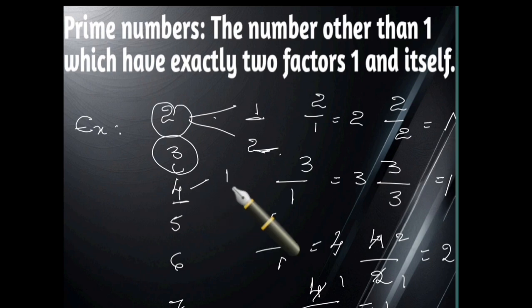The number 4 has the factors 1, 2 and 4, not just 2 factors. A number having exactly 2 factors, 1 and itself, is called a prime number. The numbers which are divisible by only 1 and itself are prime numbers. If a number has more than 2 factors, we call it a composite number, not a prime number. A prime number only has 2 factors.